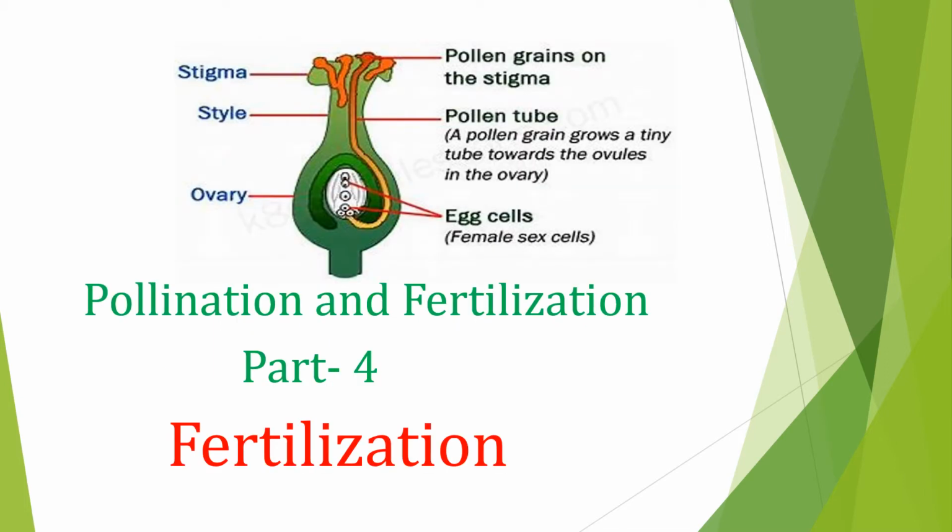Topic for this video is pollination and fertilization part 4. In this video we will study about fertilization. The flowers are the reproductive parts of a plant. The stamens are the male reproductive part and the pistil is the female reproductive part. The flower which contains either the pistil or the stamen is called a unisexual flower, and the flower which contains both the pistil and the stamens together is called a bisexual flower.